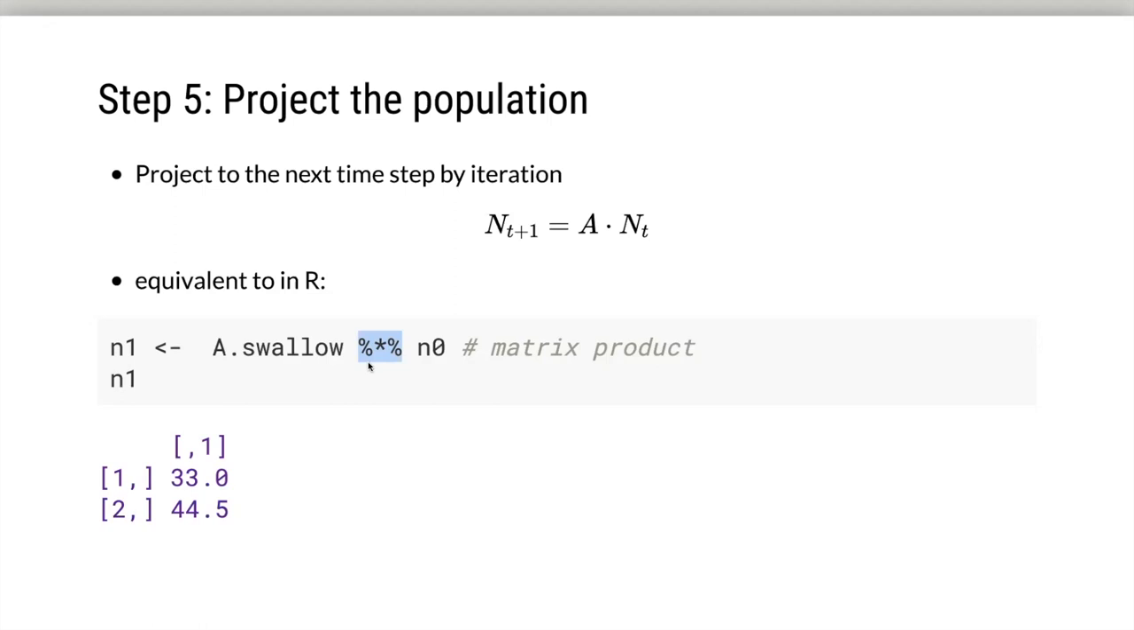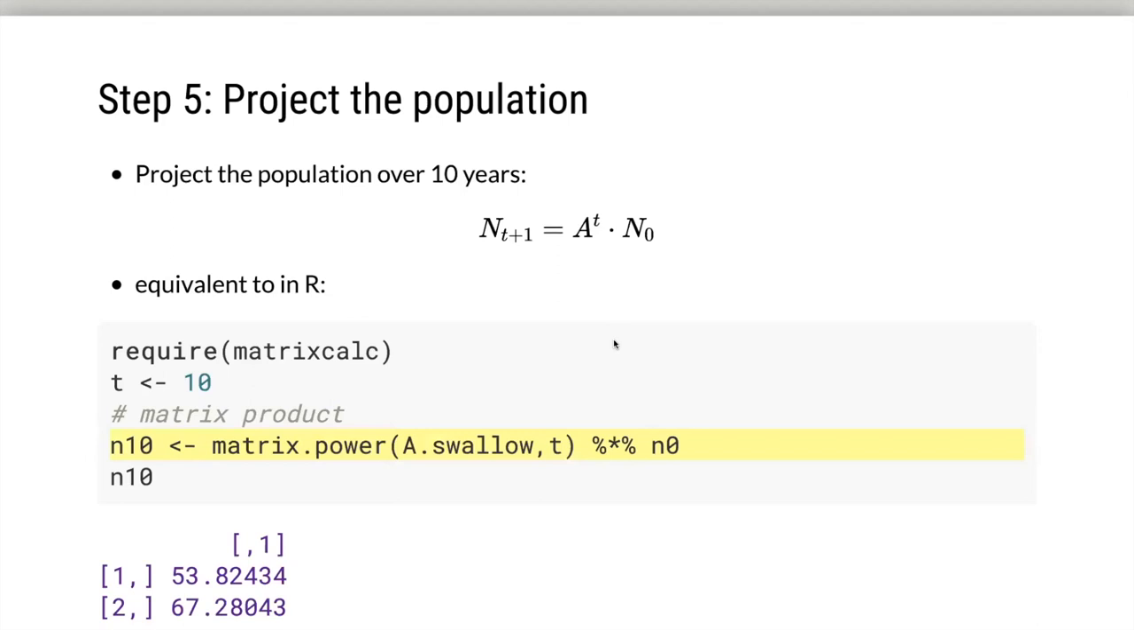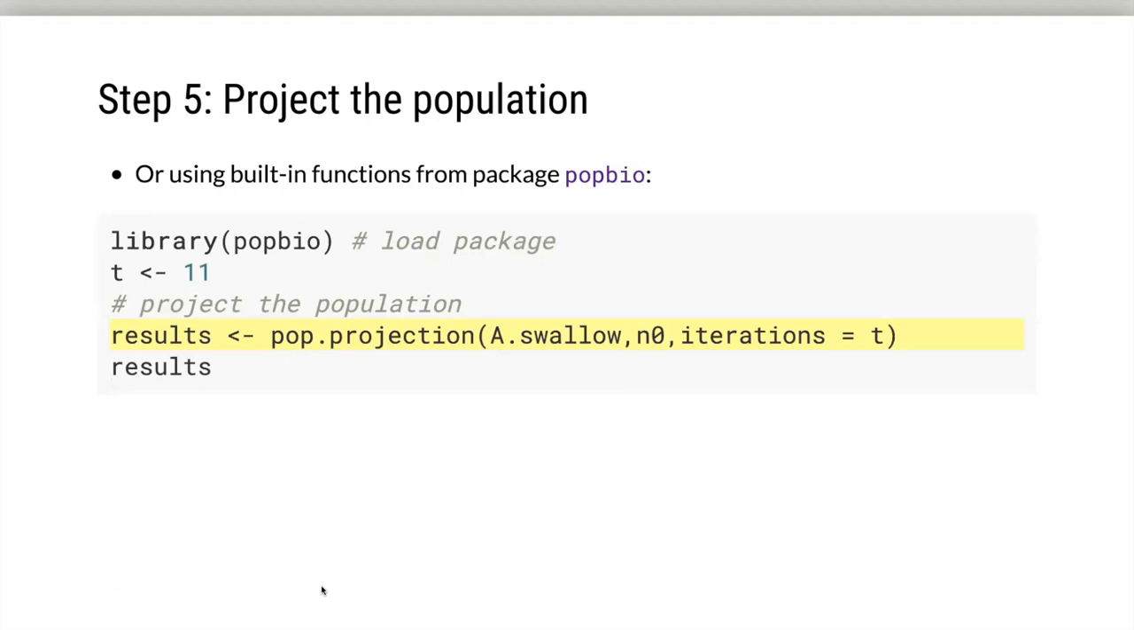So if we want to project the population for the next 10 years, we multiply the initial population size by the Leslie matrix A raised to the power t. Okay, so in R, that would be this formula, initial population size times the matrix power t. So we project using the matrix for the next t time steps, 10 years. You can write that by hand in R, or you can use the package popbio, which is specifically designed for that and offers a cool way of arranging the results.